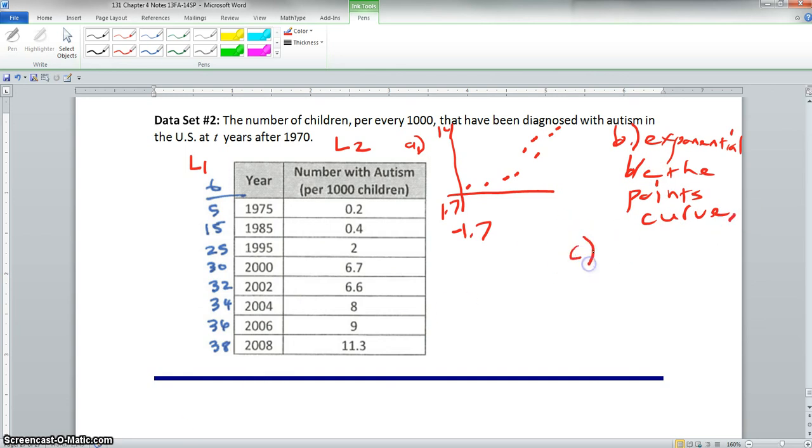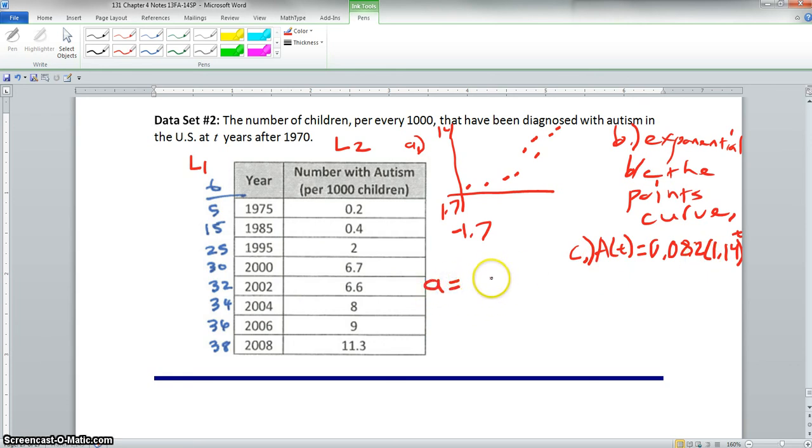So now we go to C. We will get the exponential regression. So we will have A of t is equal to 0.0082 multiplied by 1.14, and we know that's to the power of t. So now we have our formula. Now we have to tell what our a and b mean.